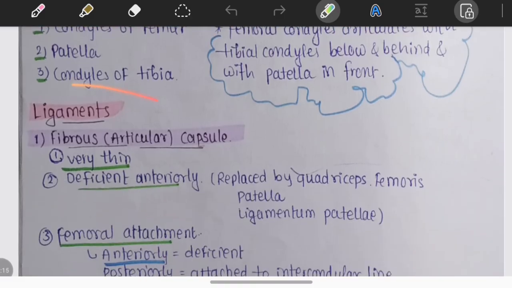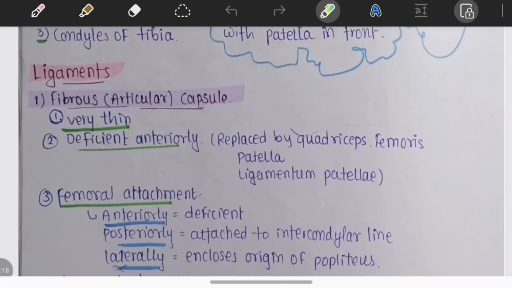Then we will discuss the ligaments. Figures we can understand at the last. First we will understand the theory about each and every point. First one is the fibrous capsule. It is very thin, deficient anteriorly and replaced by quadriceps femoris, patella and ligamentum patellae.